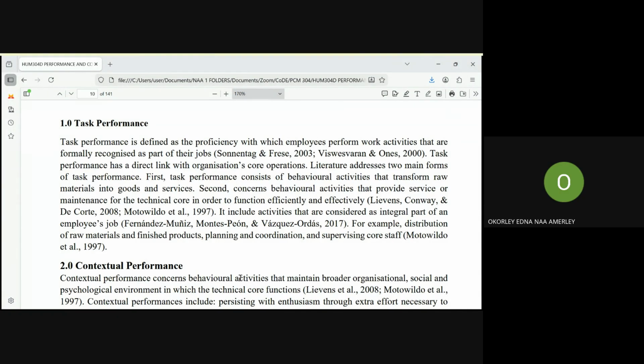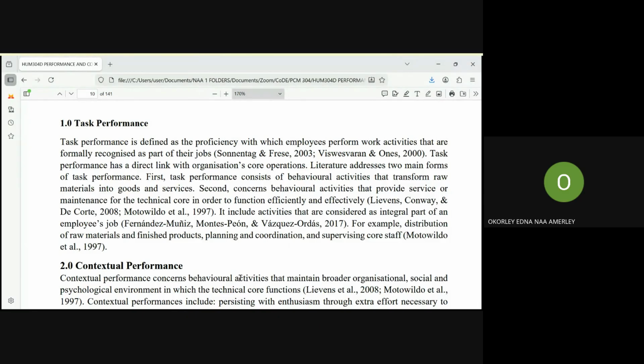So when we come to task performance, we talk about first having the behavioral activities, that is transforming raw materials into goods and services. If we talk about transforming materials into goods and services, that is doing your lesson notes, doing the teaching, that is what you are transforming. The fact that you have been given social science to teach and you transform it and you actually are able to do the teaching. There are some activities that you will engage in to help you to do the teaching. That is one aspect. The second aspect is that there are certain behaviors that you have to engage in to ensure that you have been able to do your teaching well.